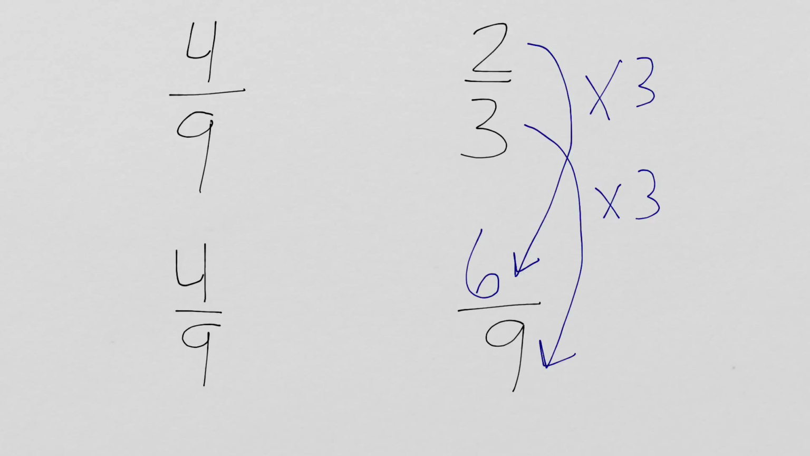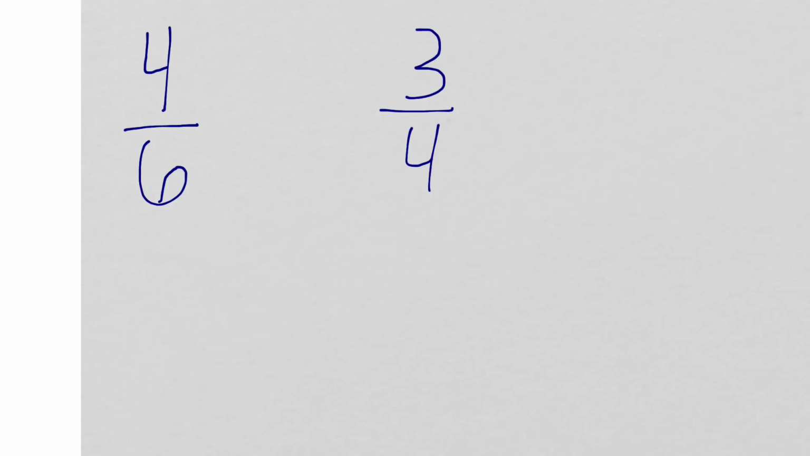So which one's bigger, 4/9 or 6/9? Well, 6 is bigger than 4. So we can use the less than symbol because 4/9 is less than 6/9. This time, why don't you try this one on your own? Start off by looking at your denominators between 4/6 and 3/4 and come up with a common denominator between 6 and 4. Try to find the smallest one you can.